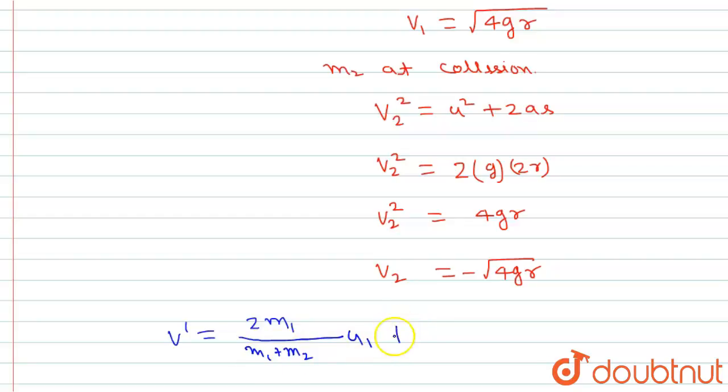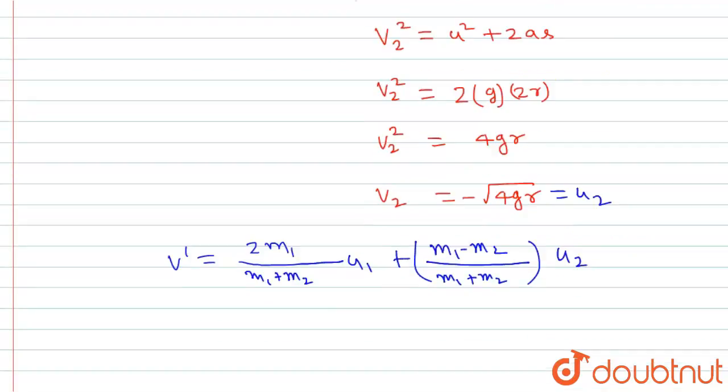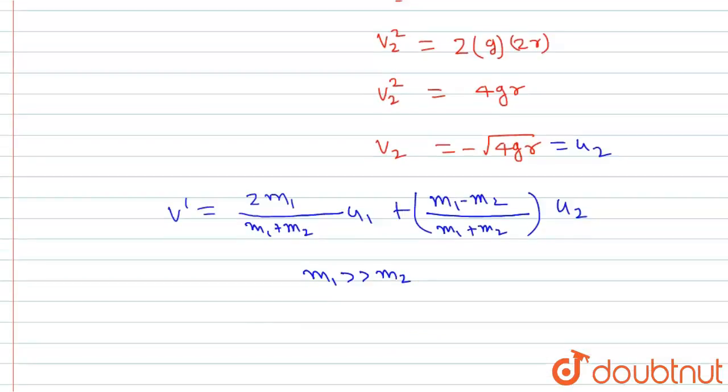U1 we can write, plus (M1 minus M2) divided by (M1 plus M2) into U2 we can write. Clear? Now this is the U1 and this is the U2. So from here, and it is also given that this M1 is greater than this M2. Clear? So we can neglect this M2 in this case.